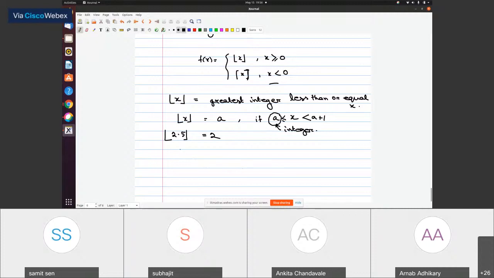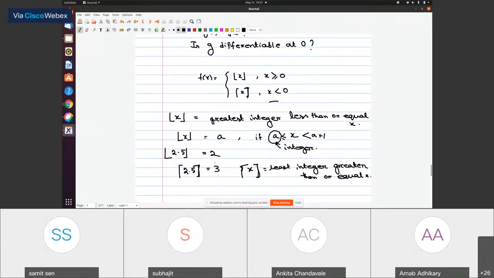Yes. And for the ceiling function, it will be 3, right? Yes, sir. So for the ceiling function, it is the least integer greater than or equal to x. Okay, so these are the two definitions. Now what are the options in the question?